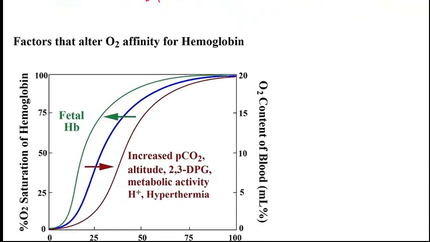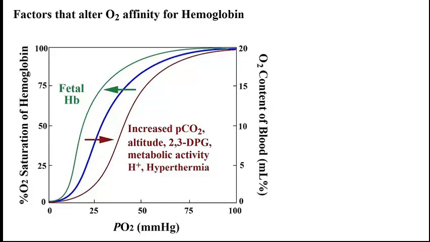Now there are factors that can affect the affinity of hemoglobin for oxygen, like for instance elevated CO2 content, increased altitude, or 2,3-diphosphoglycerate, which is a byproduct of the glycolysis. So if there is not enough energy production and we have to rely on glycolysis for energy production, it means our body needs oxygen. So increased byproduct of glycolysis, which is 2,3-diphosphoglycerate, increased metabolic activity, or increased H+, like in our muscles.